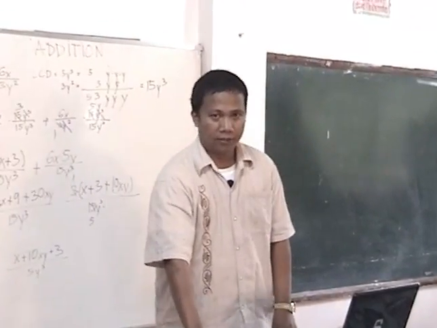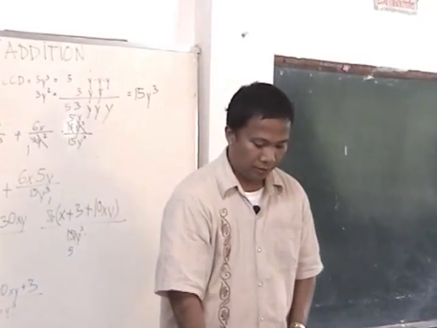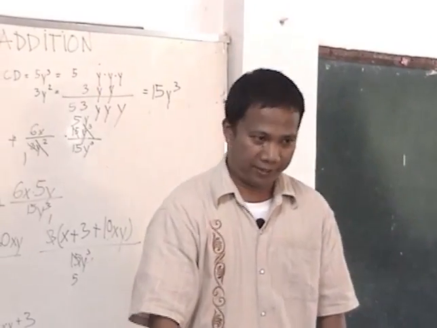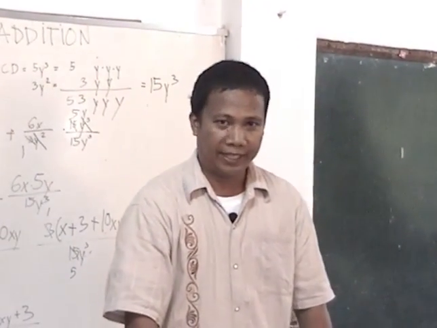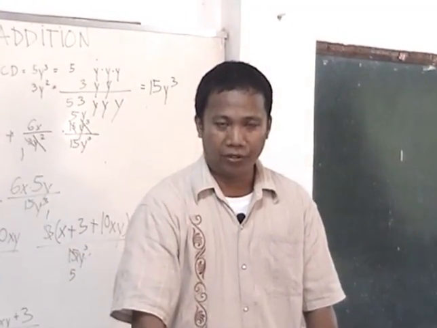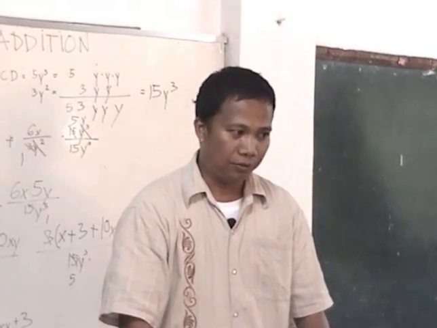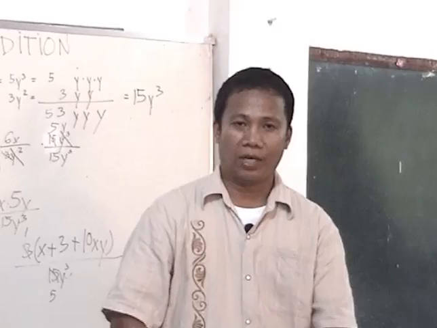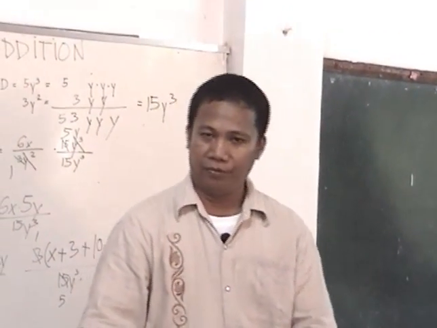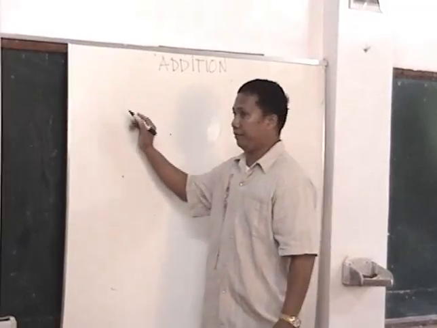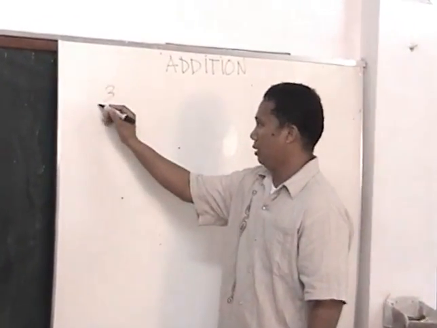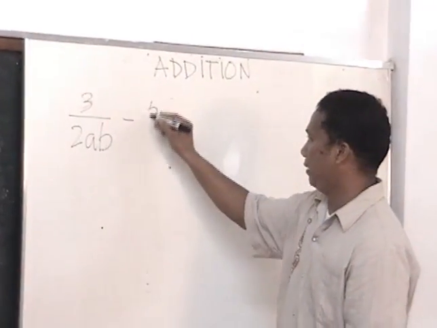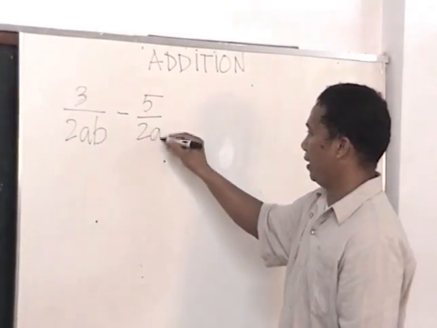How about the subtraction of rational expressions? In subtraction, we are also dealing with the addition process, but we have to indicate the minus sign. And you know that in subtraction we have to change the sign of the subtrahend. Okay, so we have 3 over 2AB minus 5 over 2AB.